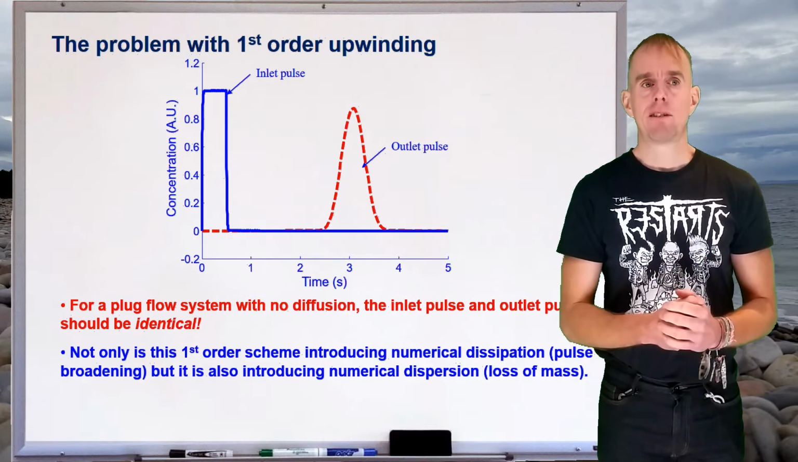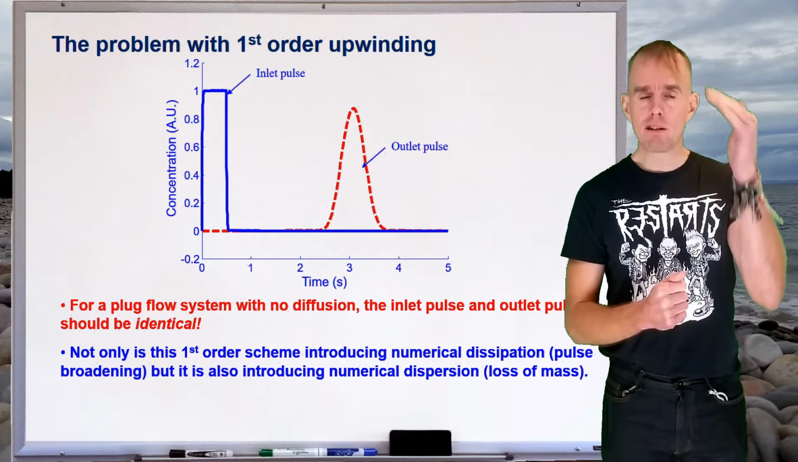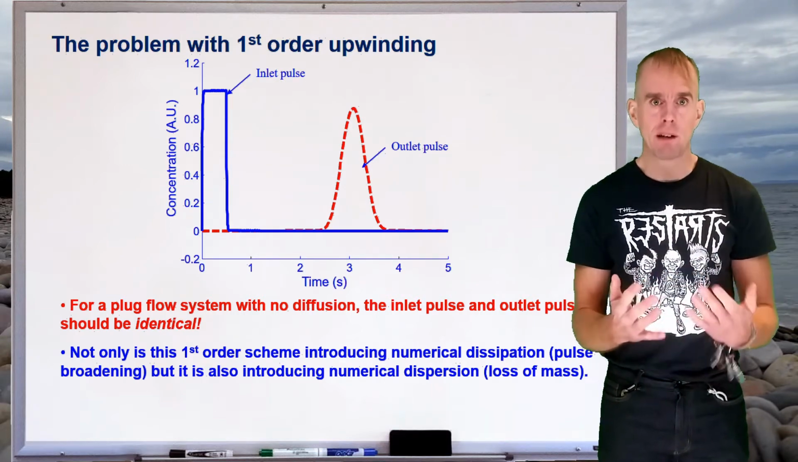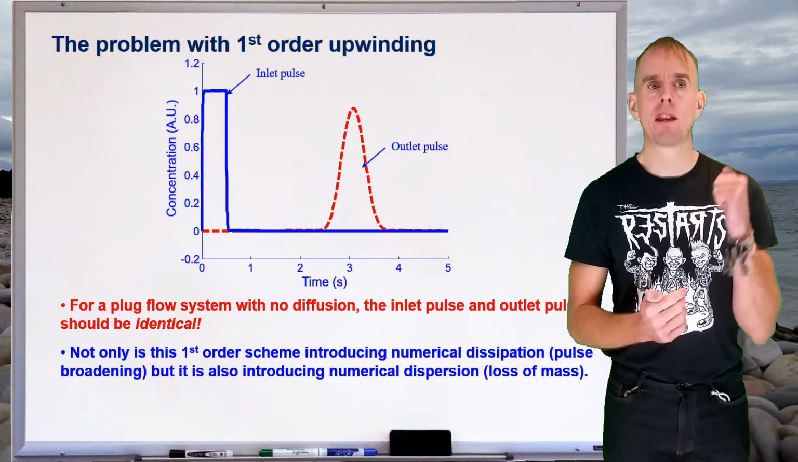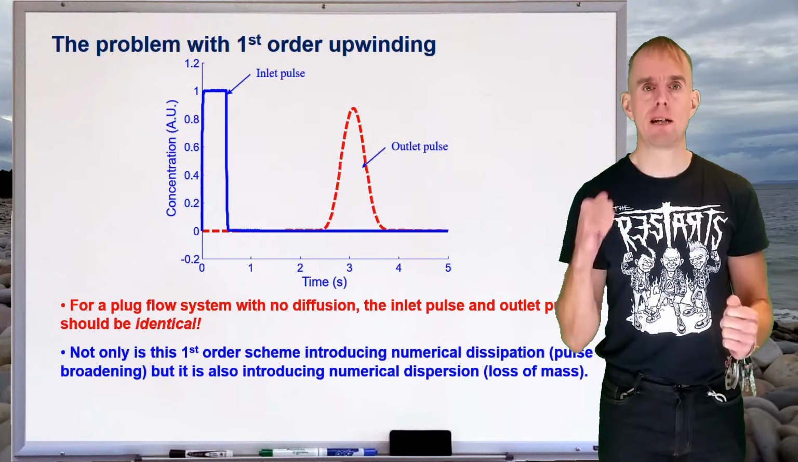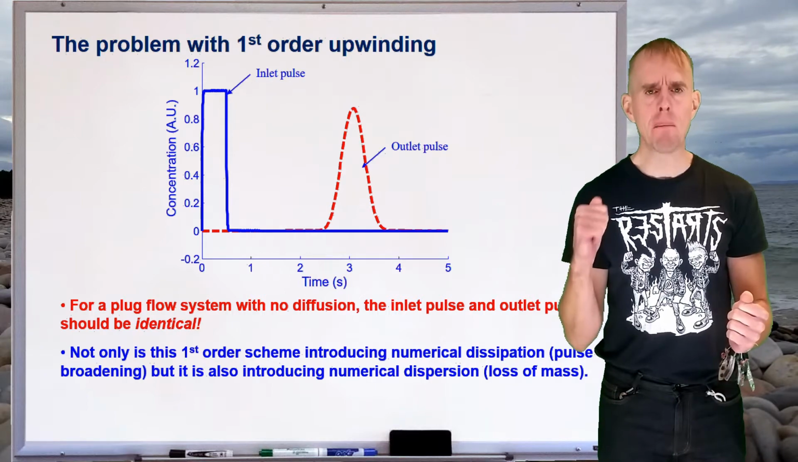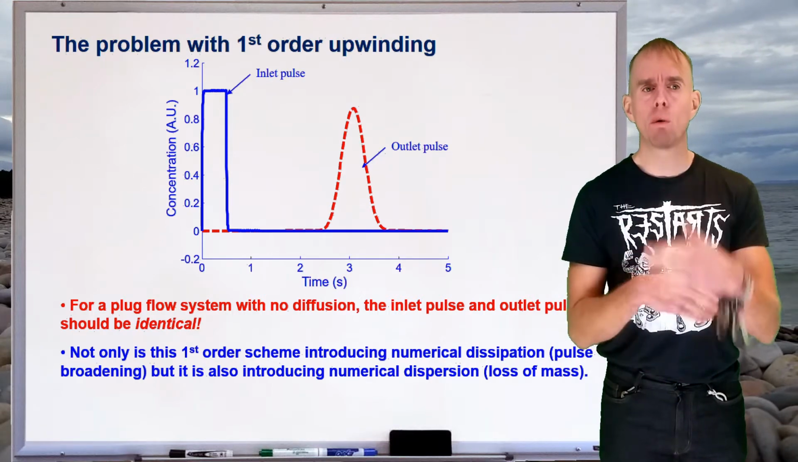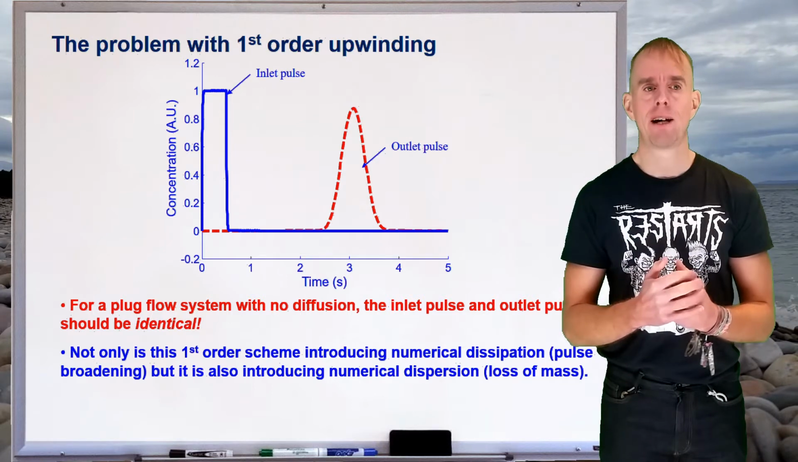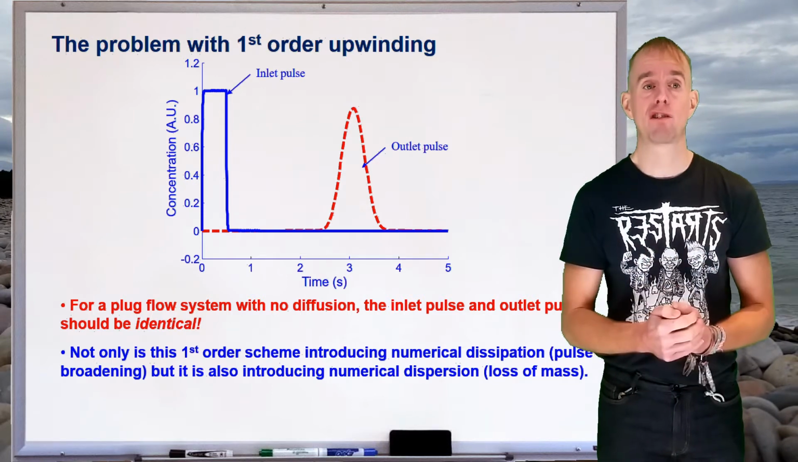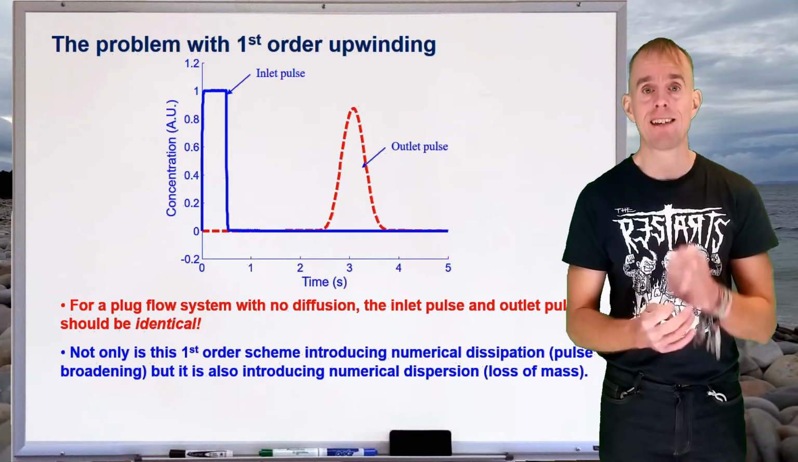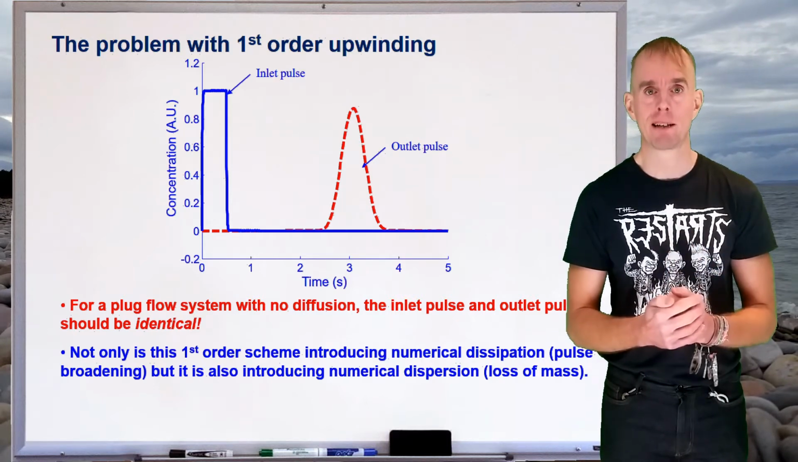What we also find is that the situation gets worse, because if we integrate under each of these different pulses, which is in effect undertaking a mass balance, we see that the mass in does not equal the mass out. So somehow, not only are we getting this numerical diffusion, but we're also getting something called dispersion. We're getting a loss of mass. And so first order upwind differencing is the key thing that is responsible for both of these mechanisms.